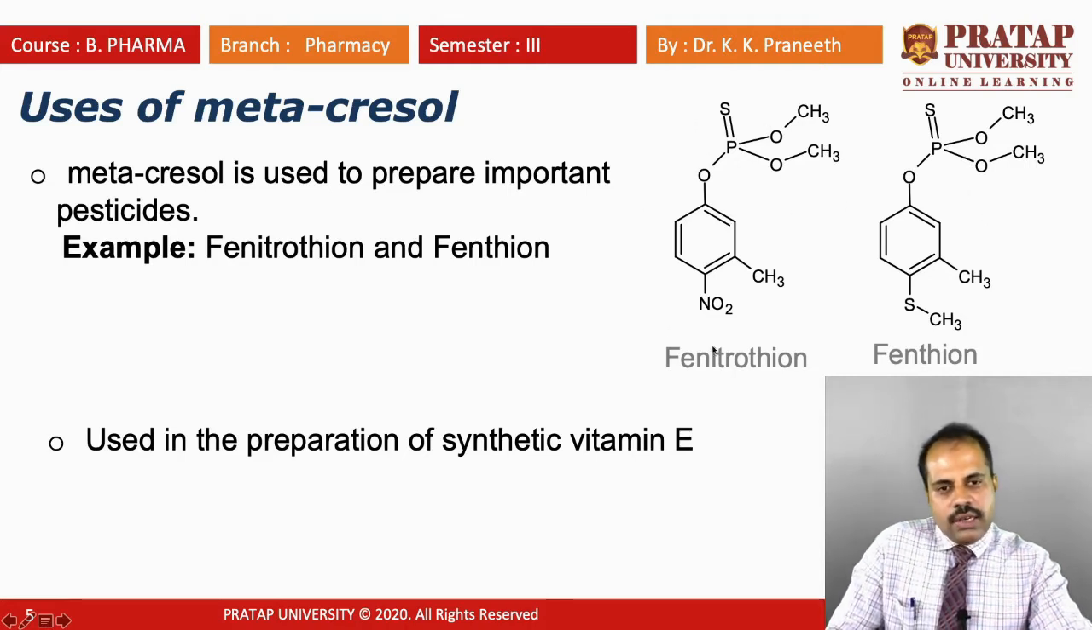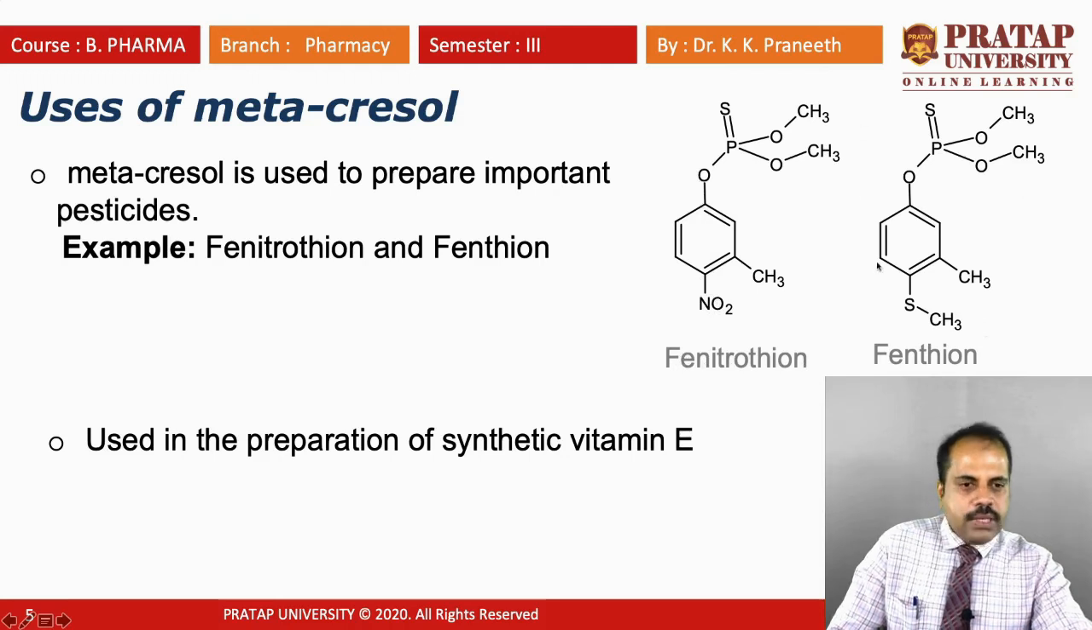Okay, pesticide. You can see in the structure there is OH, CH3, which is metacresol. The OH is functionalized. In the place of H, this big group is attached. That is P phosphorus double bond O, OCH3, OCH3. And at the para position of the phenol OH, directly opposite, an NO2 group is present. That is phen-nitrothione. This is the second example. This phen-thione. This part is same. This methyl is same.